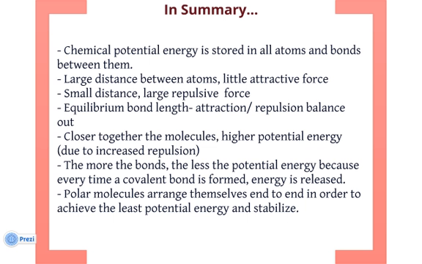This is demonstrated very well by the hydrogen atom and how when it bonds together to create H2, when two H's turn into H2, energy is released, making the molecule more stable, and therefore it has less potential energy. Polar molecules arrange themselves end to end in order to achieve the least potential energy as well, because they are most stable this way, when positive ends of one molecule attract the negative ends of the other.